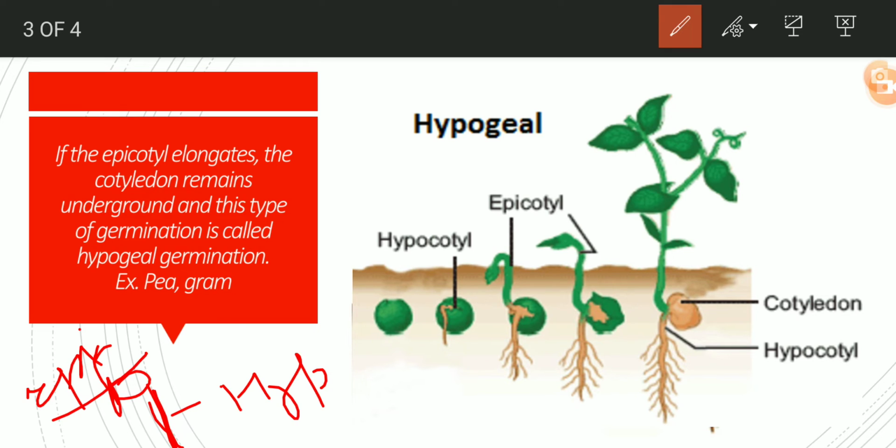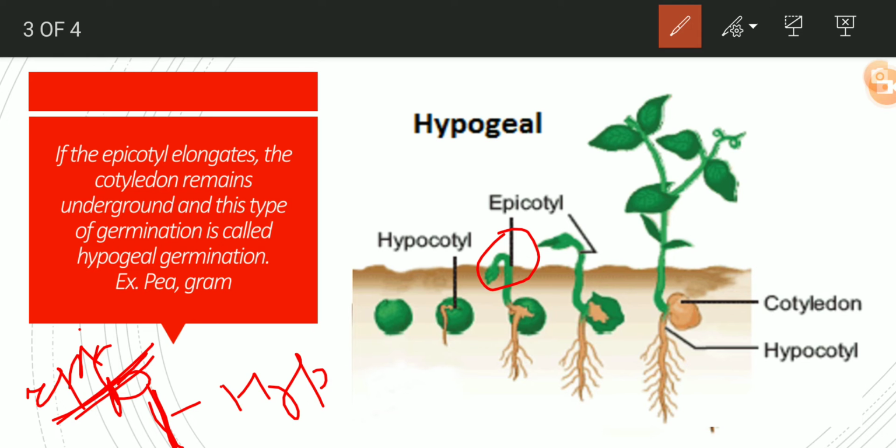Okay, now if the epicotyl elongates, if this region, the epicotyl, elongates, the cotyledons will remain underground. That is why hypo means अंदर, एपी मतलब बाहर. जब cotyledon बाहर जाएंगे तो एपीजियल जर्मिनेशन, और जब जमीन या सॉइल के अंदर, hypo means अंदर रहेंगे cotyledons, then it will be hypogeal germination.